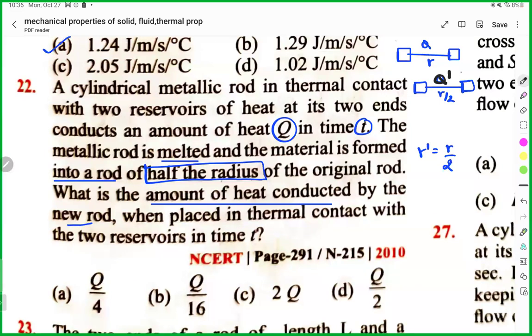This is the same method you use even in current electricity while you calculate the resistance of a wire. If you change the length of the wire and area of the wire, what will be the new resistance? This kind of question you solve from the current electricity chapter also. Almost the same kind of question. Sir, option C. Option C. Try it again.